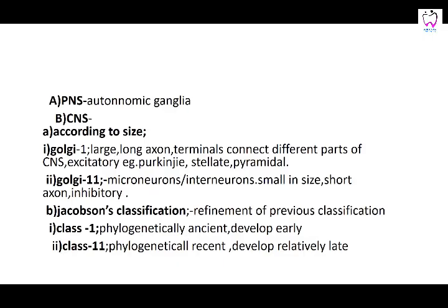Then you can divide the nervous tissue as peripheral nervous system, with the autonomic ganglia, or the central nervous system. Then you can divide it according to size. They are Golgi type 1 and type 2. Then there is Jacob's classification, class 1 and class 2: those which are ancient you are going to call class 1, and those which developed recently are going to be called class 2.